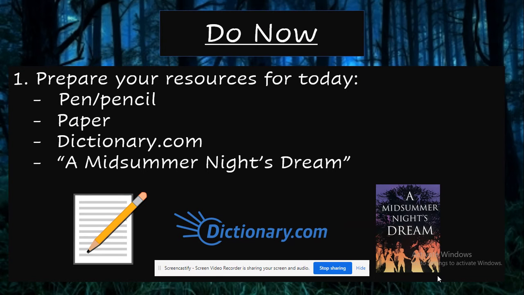So, you know the routine. Go ahead and prepare your resources for today. You do need something to write with, something to write on, as well as dictionary.com pulled up. And you'll be using the full copy of A Midsummer Night's Dream today. You will not be using the Act 5 part unless you need it. And so go ahead and just pull up the text as well. Take 1 minute to get your resources together.